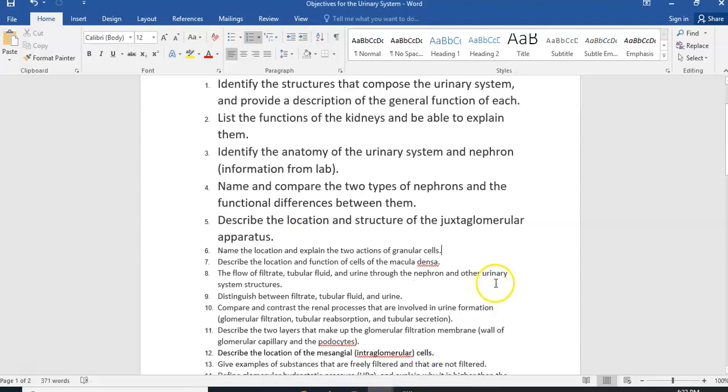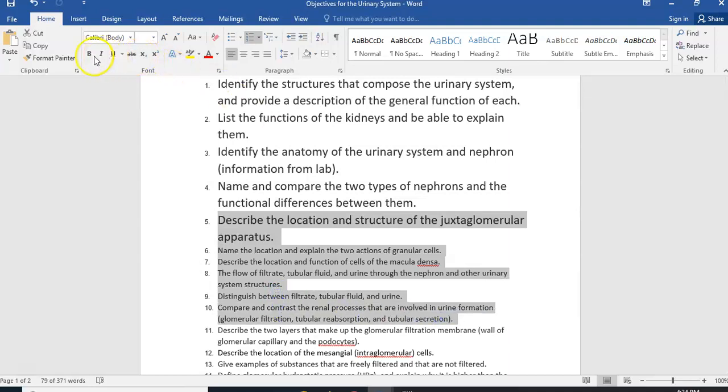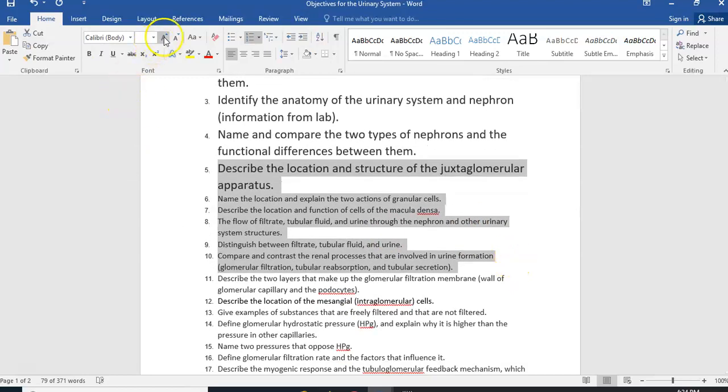Okay, so that was number 4, compare the 2 types of nephrons. And the next one is to describe the juxtaglomerular apparatus. I'm going to enlarge this.